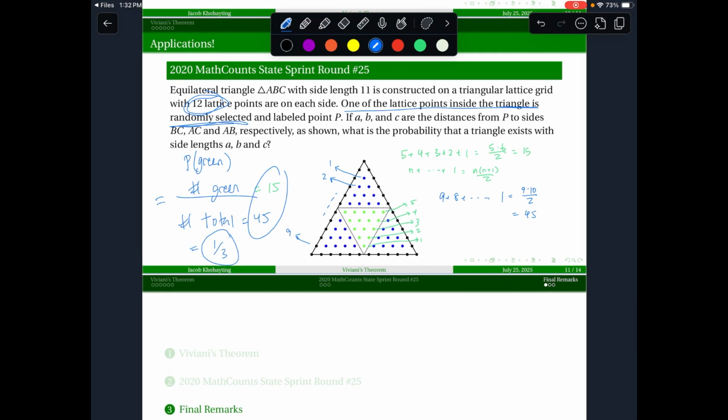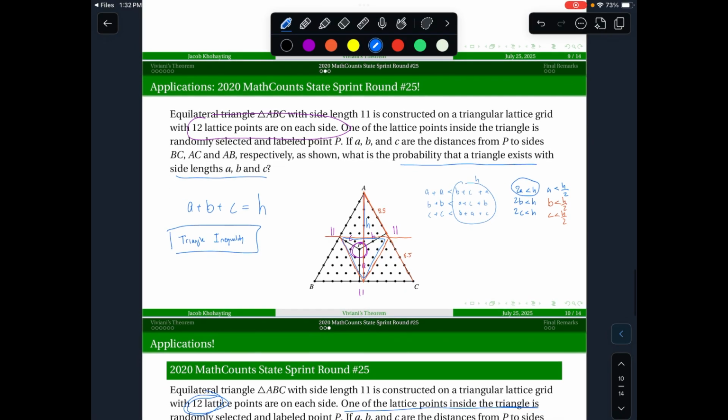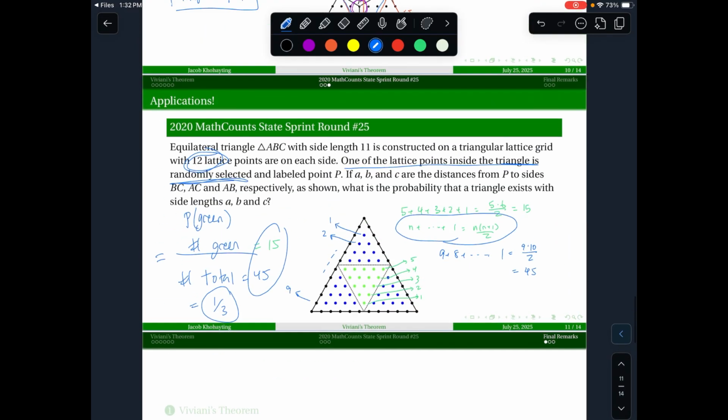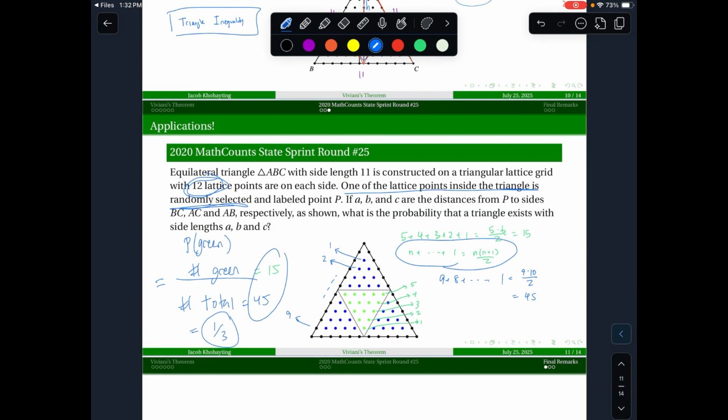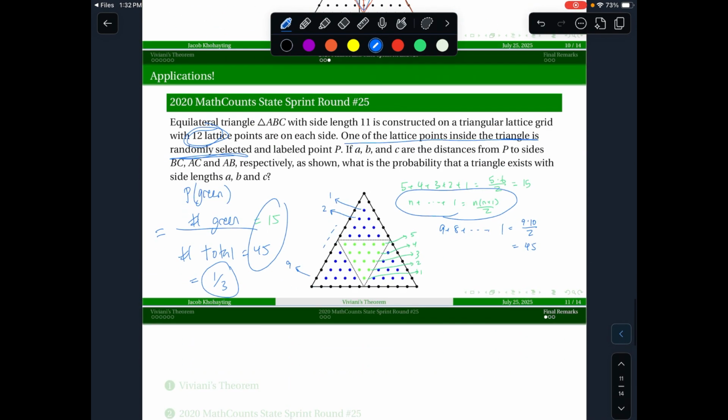So that's a very challenging question, and we made use of all different things, from Viviani's triangle equality to the sum of the first n numbers. Those are all tricks that you need to use to solve a MathCounts State Sprint question. But we mainly made use of this Viviani theorem and triangle equality.